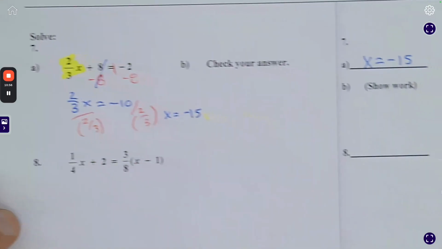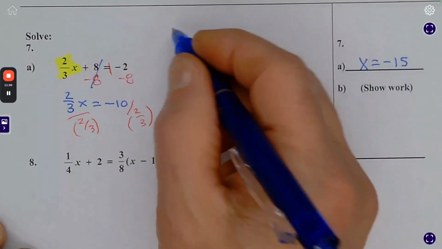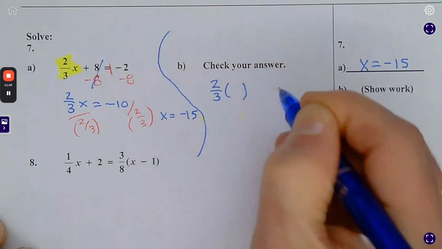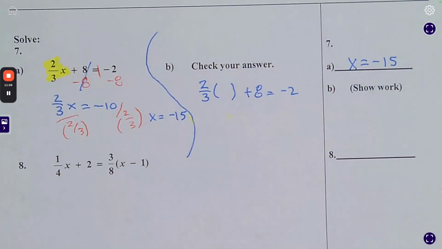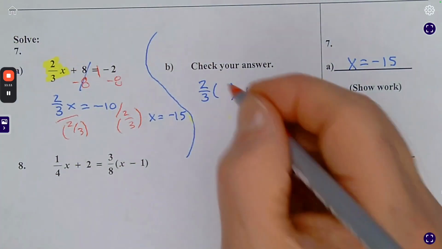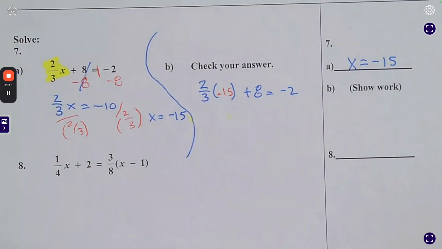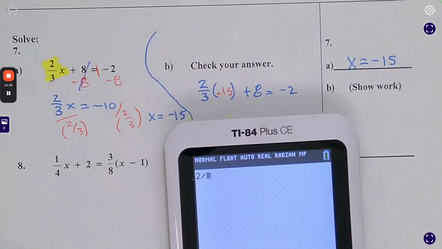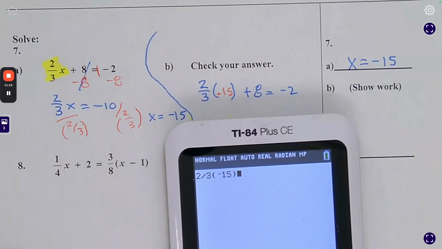Okay, now let's go ahead and check your answer. So to check your answer, you go to the original equation. Where you see an x, you replace it with the value that you just solved for. So I'm going to put that negative 15 right there. Now at this point, you can just use your calculator and simplify the left side. 2 divided by 3 times negative 15 plus 8, and press enter.